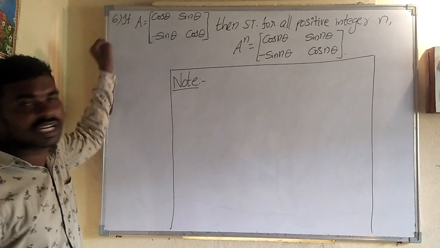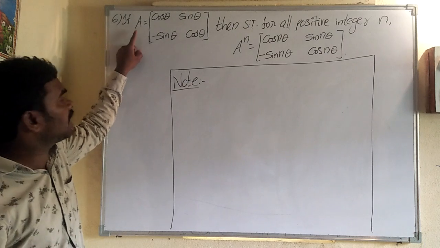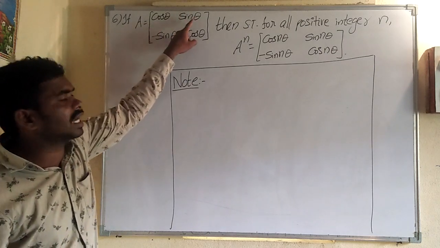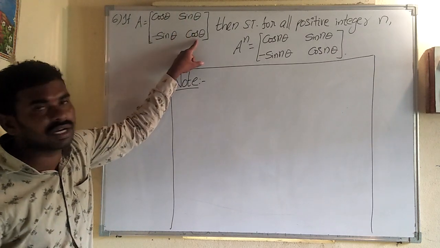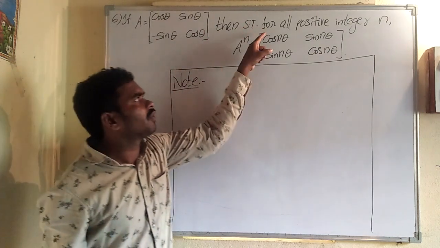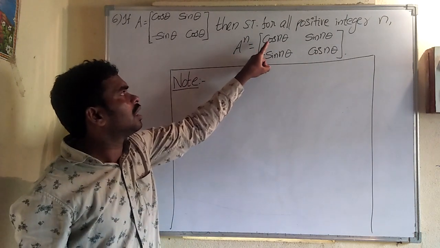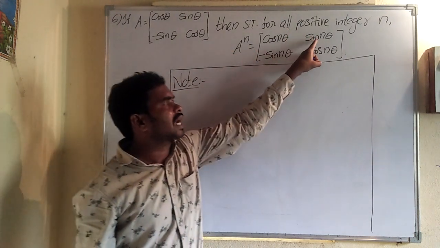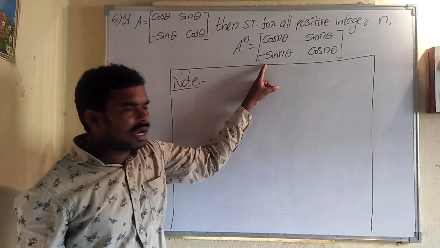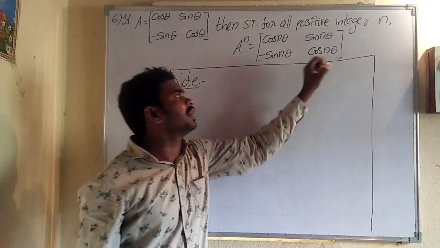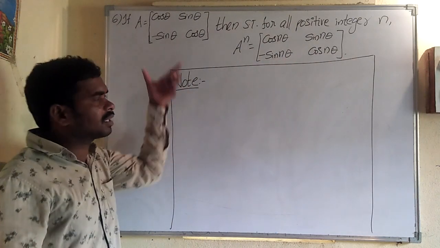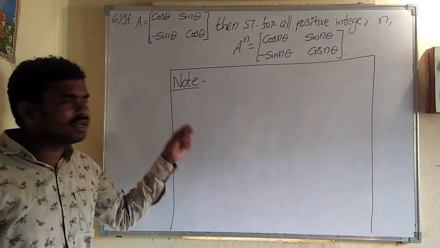Okay, now see the next question, the 6th question. If matrix A equals cos theta, sin theta, minus sin theta, cos theta, then show that for all positive integers n, A power n equals cos n theta, sin n theta, minus sin n theta, cos n theta. Okay, same mathematical induction: step 1, step 2, step 3.